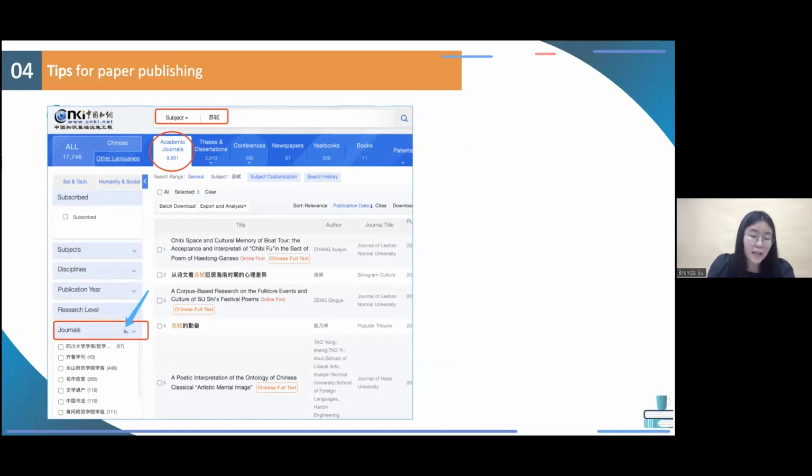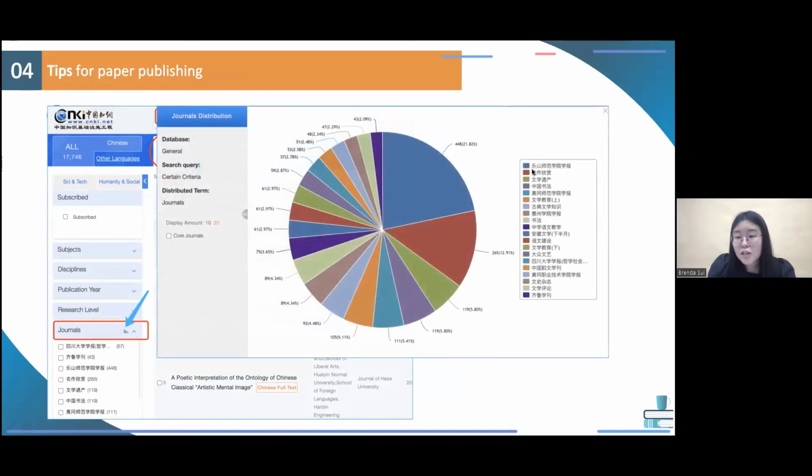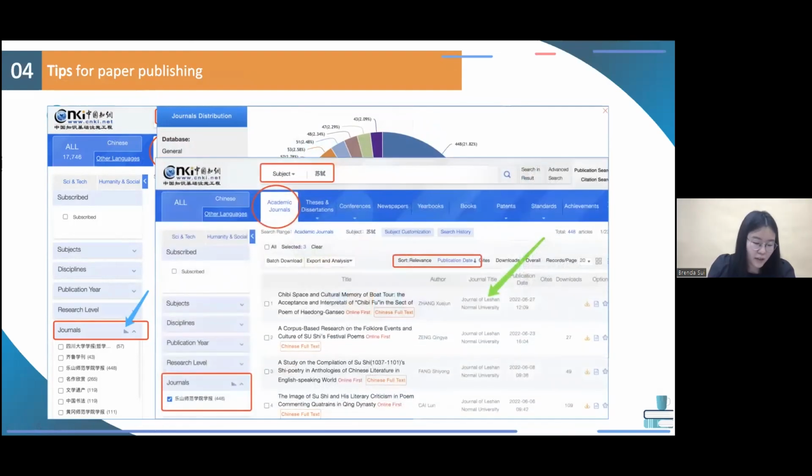then click here, we can get a visual analysis of these results. And here we find 乐山师范学院学报 had the most publications. So here again, we come back to the searching page, the previous page, and choose the journal. Here we can see all articles published in this journal and about Su Shi. And you can view by publication date or by cites or by downloads.